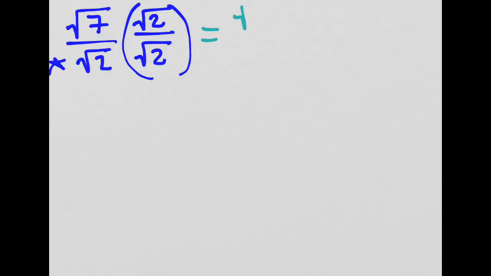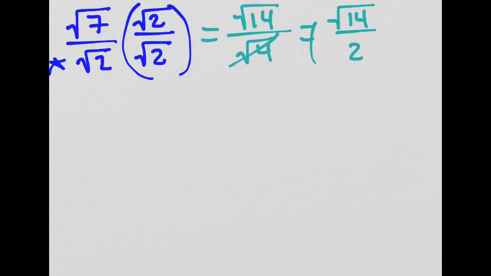So when I do that, I get the square root of 14 on top, and then I get the square root of 4. Now I can simplify that to 2, so I get the square root of 14 over 2. That's going to be my simplified version when I'm working with a rational denominator. Let's go ahead and do another one like that.